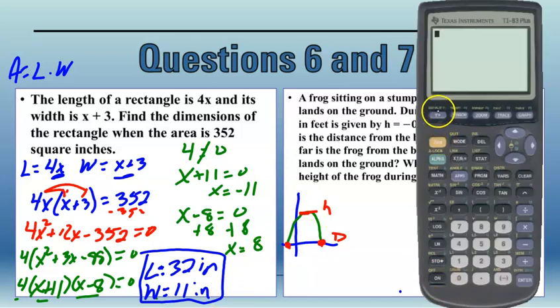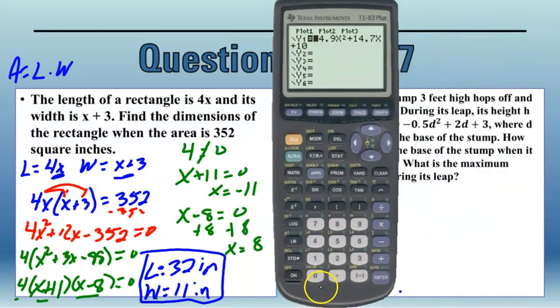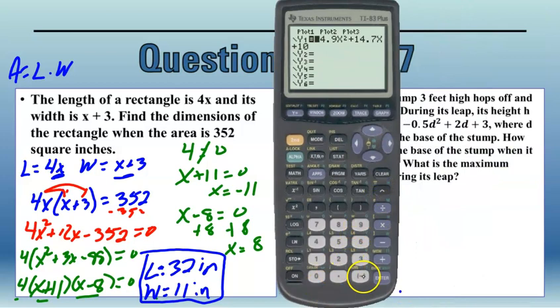So I'm going to grab my calculator, have the y equals, and we're going to put our equation in here, which I have negative 0.5. Instead of a d, I'm going to put an x. So that's x squared. And then I have plus 2x plus 3. And then I'm going to hit graph. So there's our parabola. I'm going to change my window settings so I can see the height. So I'm going to change my y maximum. I'm going to put that up to 20. See if I can see that.